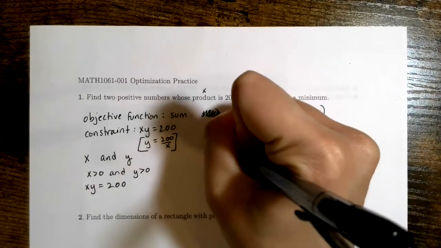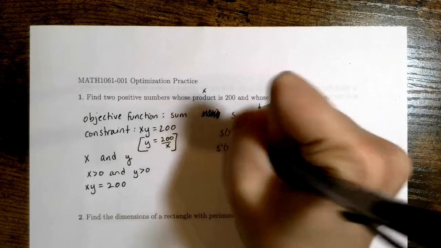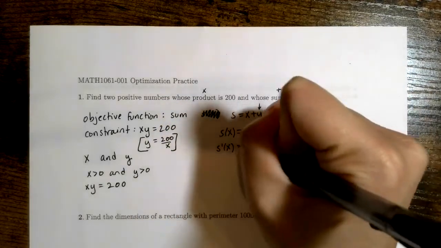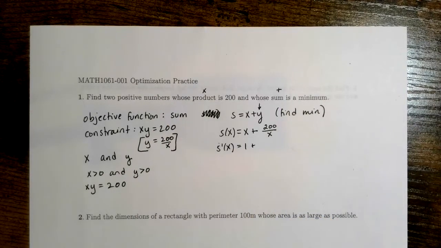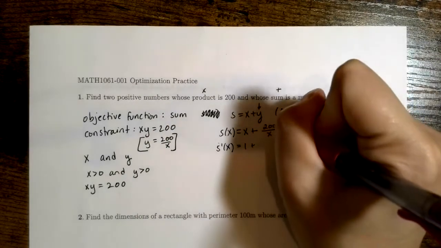derivative test. Okay, so to find the critical numbers, I'll compute the derivative. x's derivative is 1. 200 over x is the same as 200x to the negative 1.